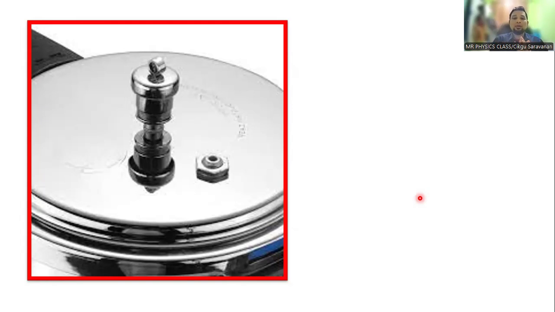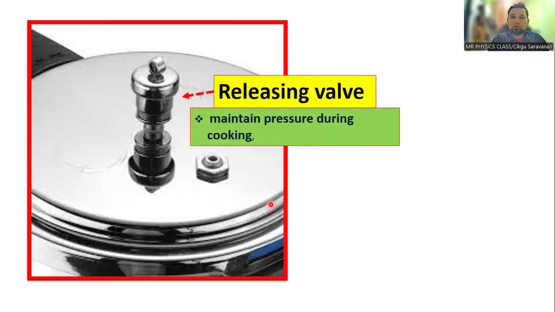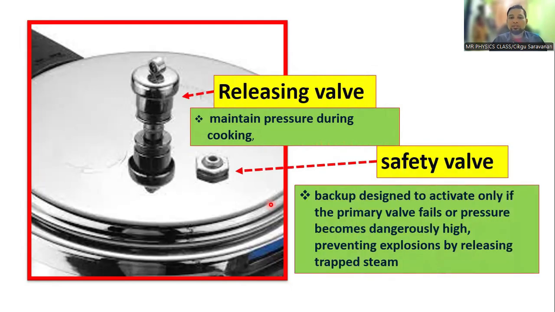Okay, but let's see how it operates. All right. So since this is a pressure cooker, the function is to cook the food based on the pressure of the air. All right. So class, for this pressure cooker, there are two safety features. The first one is a releasing valve, and the second one is a safety valve. Okay, releasing valve, what happens?